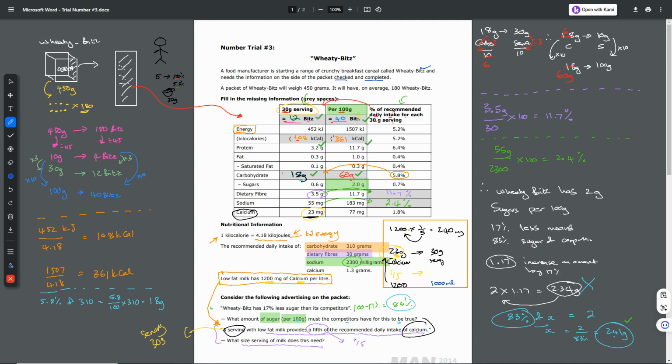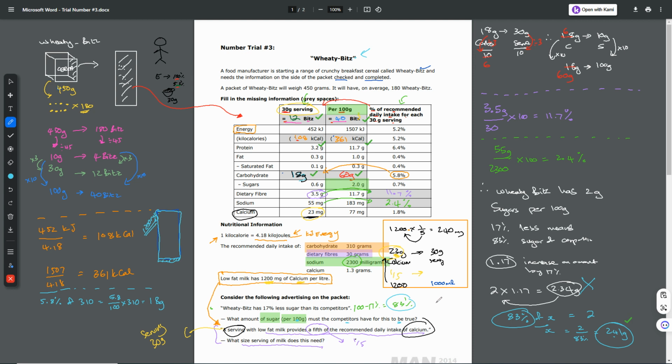So it's definitely a portion of the milk. If you got a liter of milk, let me draw it in light blue here, we're saying that 1 liter of milk is 1,200 milligrams in total. Low-fat milk has that. The calcium inside the Wheatie Bits is 23 milligrams, which is tiny, just like that much there, if it was part of milk. But it says what size serving of milk does it need, in which case a serving with low-fat milk provides 1/5 of the recommendation.